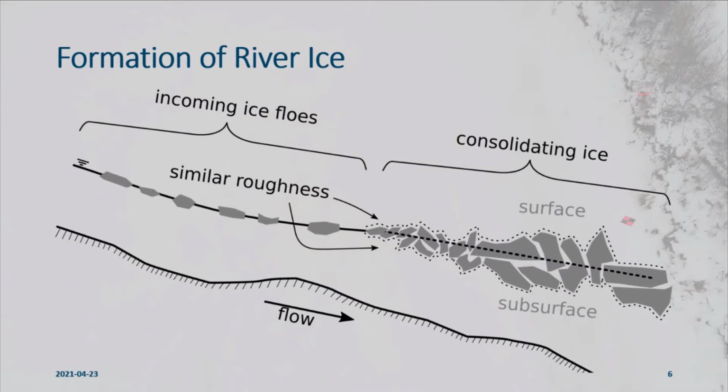If we could find a way to safely and accurately measure surface ice roughness, would it be able to tell us something about the subsurface ice roughness? So that's the essential question of the research here.